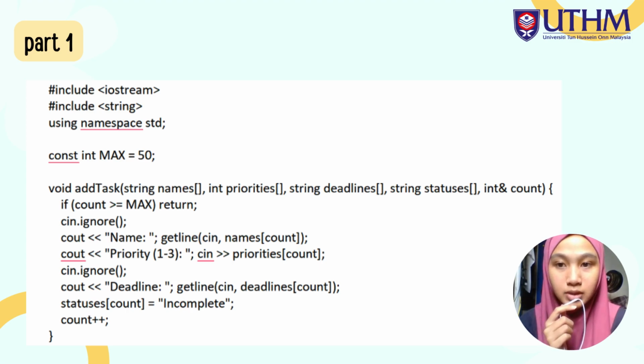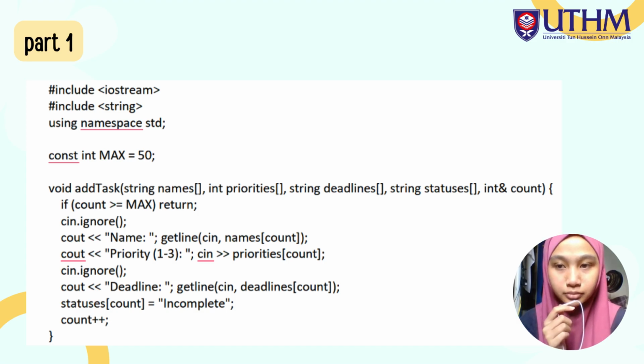And next we have cout name and getline cin names count. The cout name is to prompt the user to type the task name. And next one is to read the entire line of text typed by the user and store it into the names array at the current index count. The next cout we have is priority 1 until 3 and cin priorities. This is to prompt the user for a priority level and store the integer value into the priorities array at index count using cin.